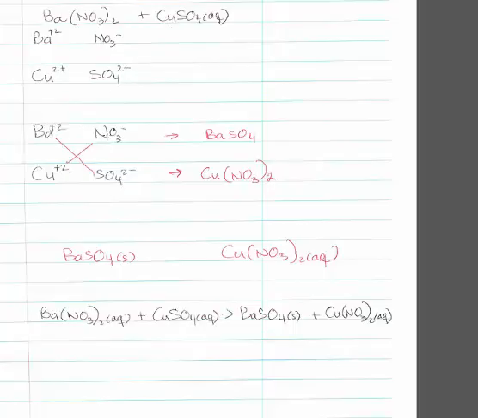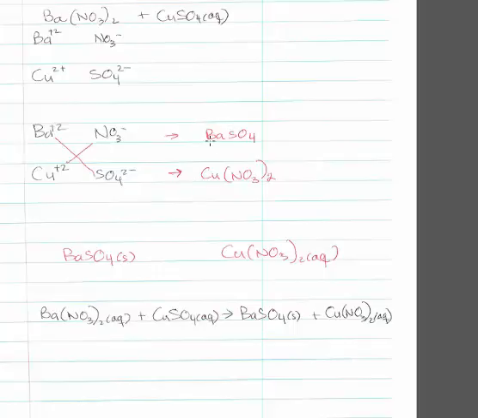The next thing I do is I switch. I switch this cation with this anion and this cation with the other anion. And I figure out what the formula of the product is going to be. So barium has a charge of plus 2, sulfate has a charge of minus 2. This is our formula. They cancel each other out in a 1-to-1 ratio. Copper has a charge of plus 2, nitrate has a charge of minus 1. This is the formula for copper 2 nitrate. There have to be 2 nitrates to cancel out that positive 2 charge.